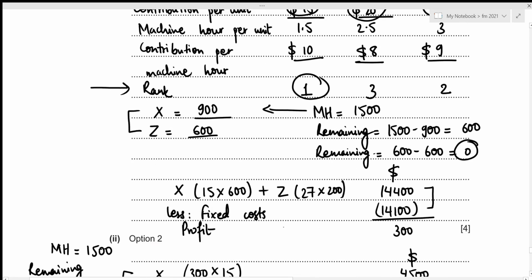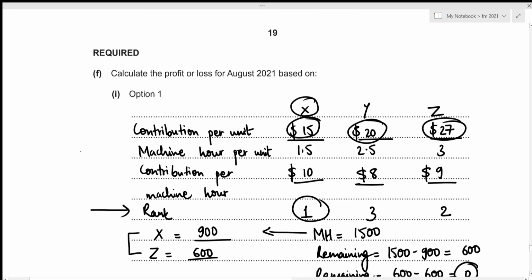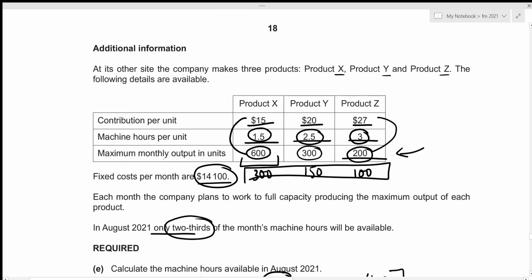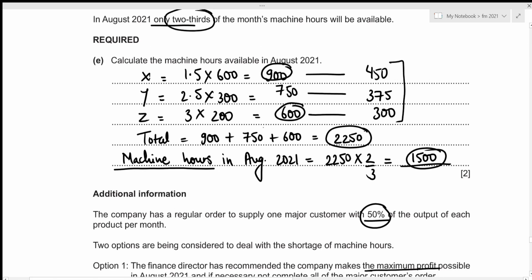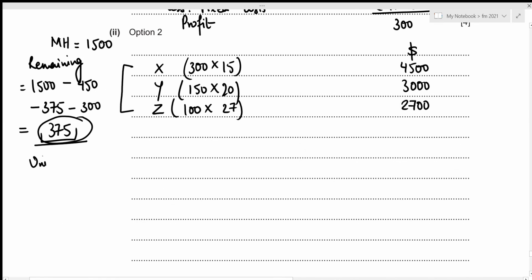Okay, so let's figure out how many units of product X can we produce by utilizing 375 hours. As we can see above, each unit requires 1.5 hours, right? So if we have 375, then the number of units that we can produce is the total hours available of 375 divided by the hours per unit, which is 1.5, which gives the number of units that we can produce for product X to be 250.